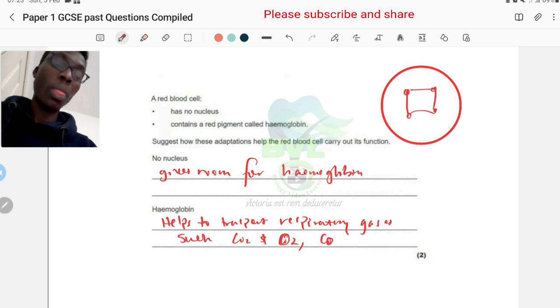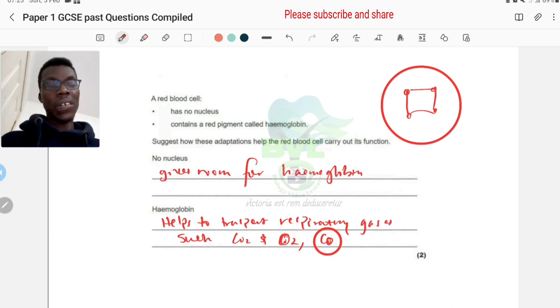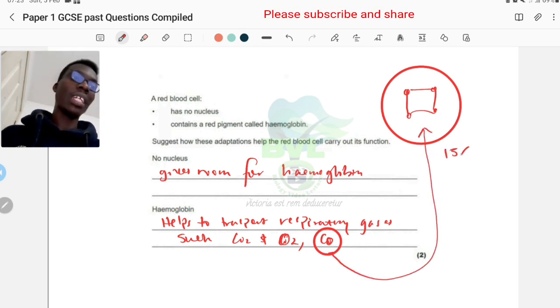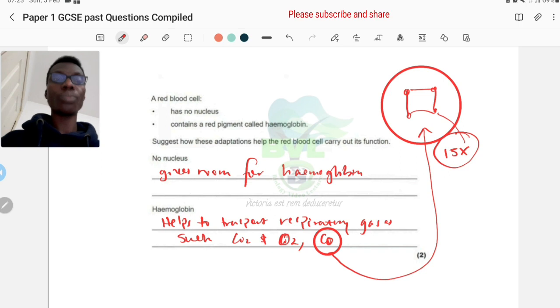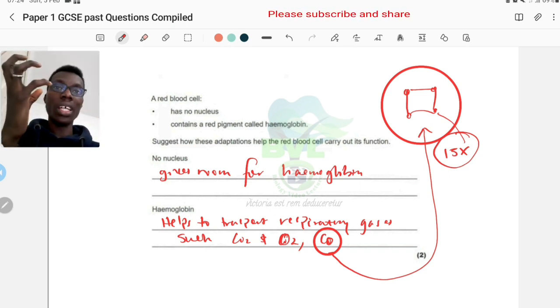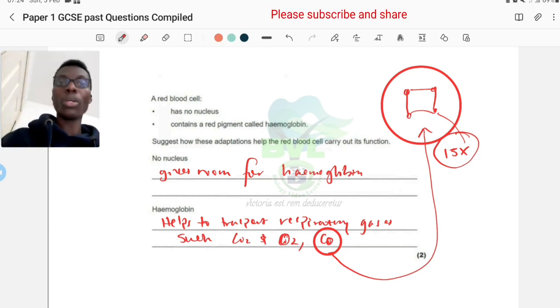Carbon monoxide is just CO. Why did I say sadly? Because carbon monoxide is a deadly gas that can kill, and sadly it binds 15 times faster even than oxygen. So hemoglobin will accept carbon monoxide 15 times faster than it will accept oxygen.